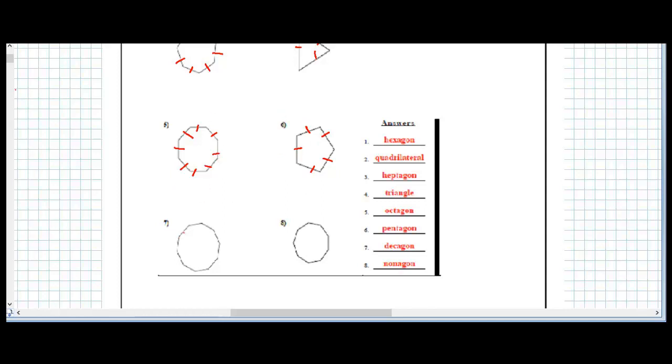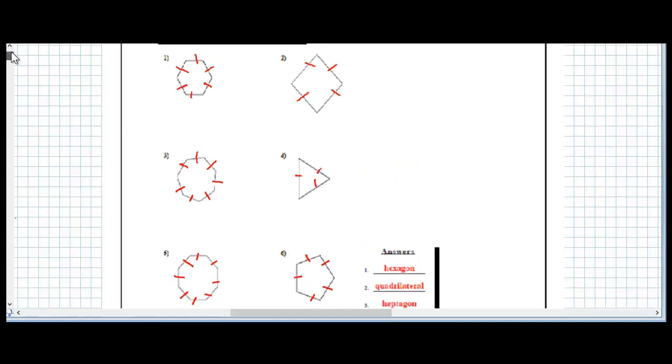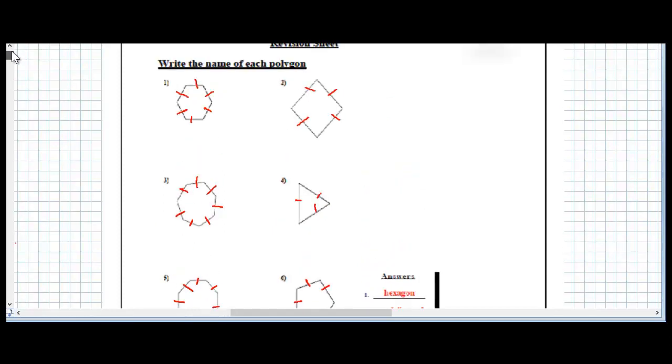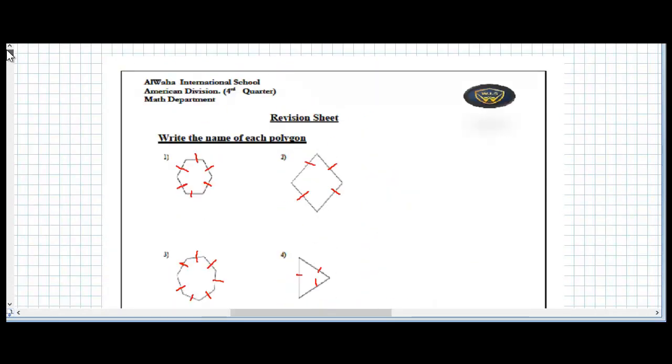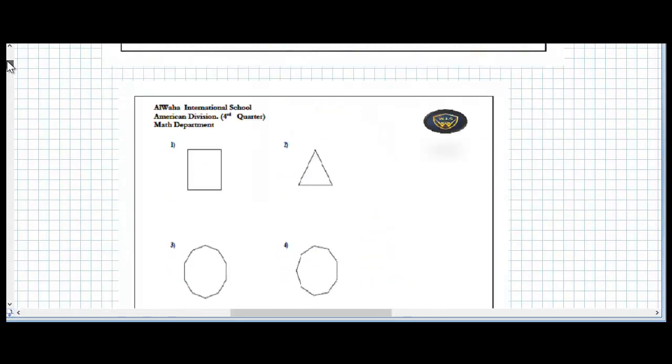Here this one. 1, 2, 3, 4, 5, 6, 7, 8, 9, 10. 10 we have for decagon. And the last one here, 1, 2, 3, 4, 5, 6, 7, 8, 9 is for nonagon. Okay, so you need to count how many sides in each figure. After counting the sides, you can name the polygon.